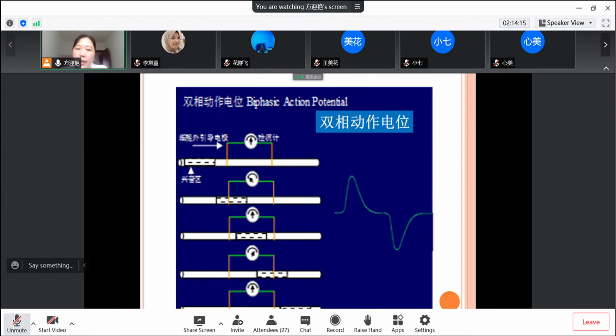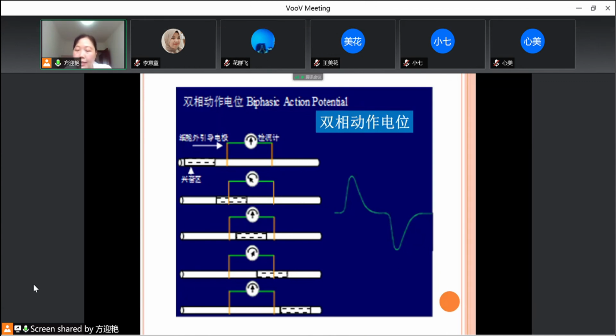So the principle is that this wave, recorded outside the cell membrane, we call the biphasic action potential. This potential shows that the action potential is produced, generated and conducted, but it is not the action potential. Understand here? The action potential means the difference between outside and inside the cell membrane.